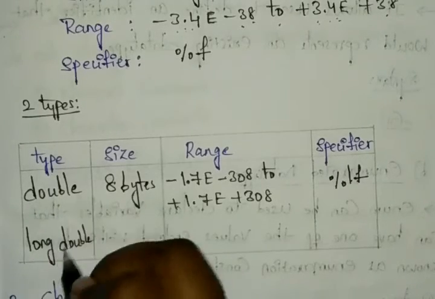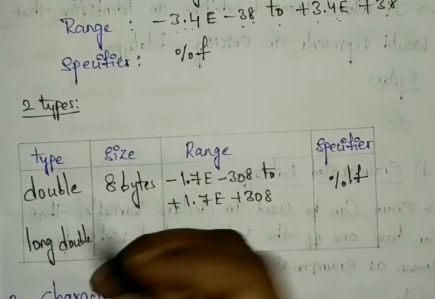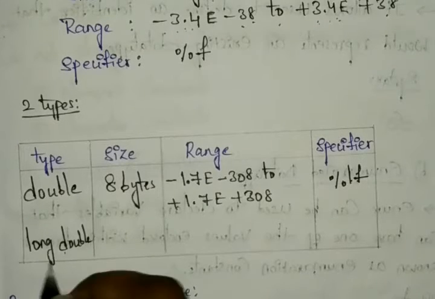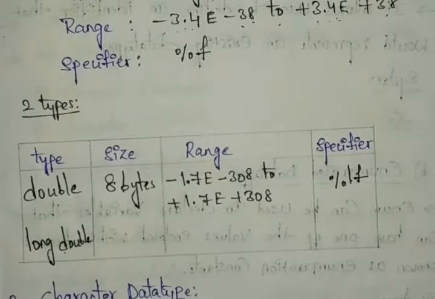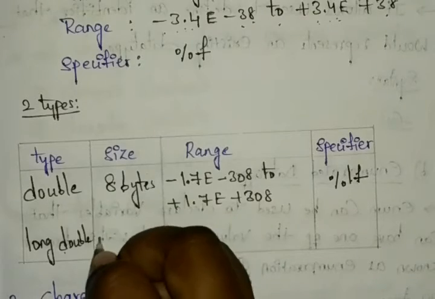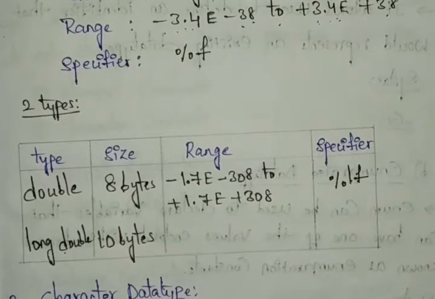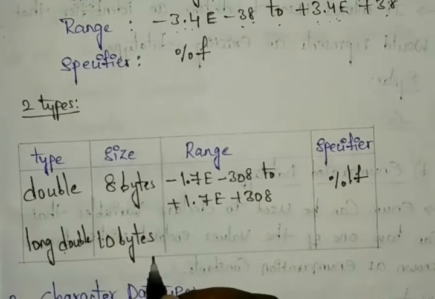And next we have the second one, that is long double. Compared to the double, long double is the largest value. It accepts the largest values, like 15 plus digits. If you have any program with 15 plus digits, you can mention it with long double. It will take 10 bytes of memory. It is also similar to float and double. It also accepts fractional points, but here it will have 10 bytes of memory.